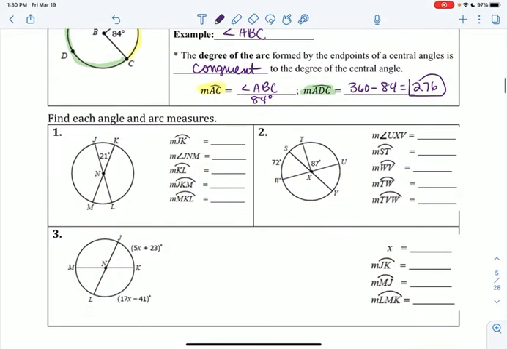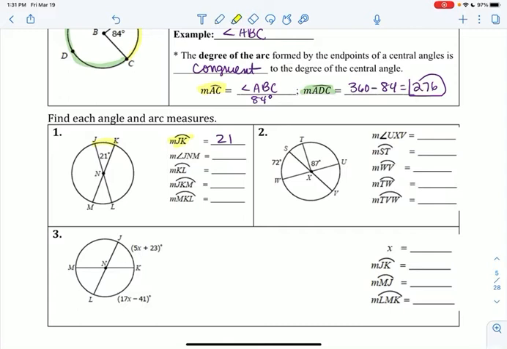Okay, let's try some examples together. Our first one, I want to find the measure of arc JK, so I'll highlight that in yellow. Arc JK is talking about this right here. Well, we just learned that the arc is equal to the central angle. If that central angle is 21, then arc JK is 21.